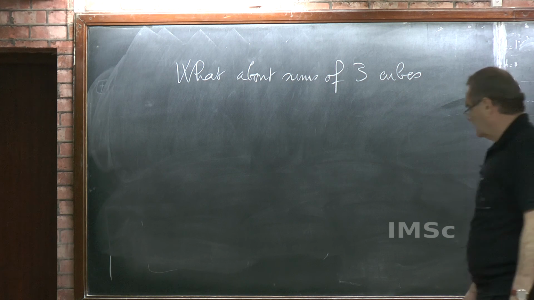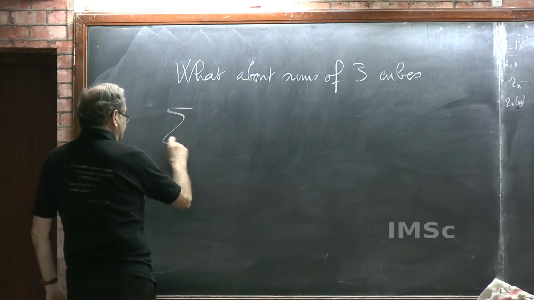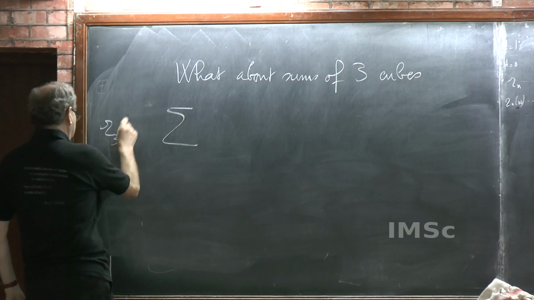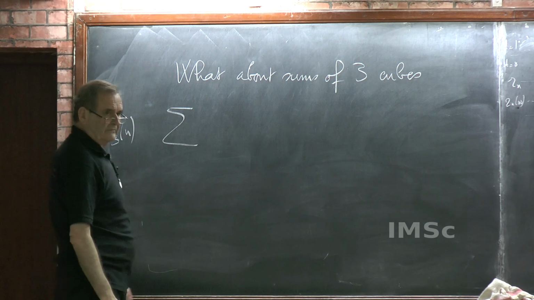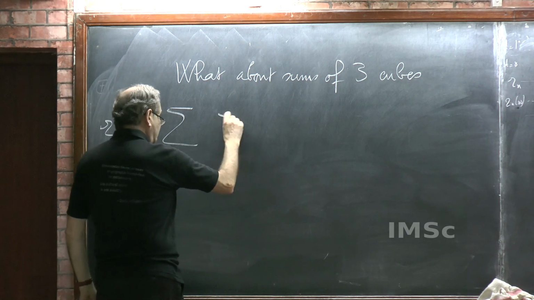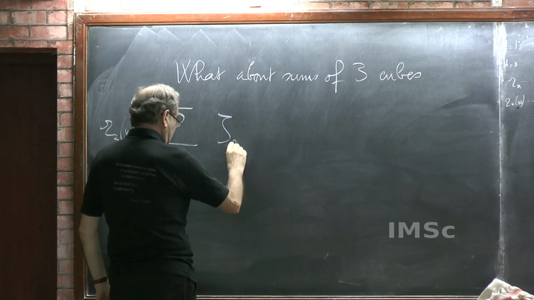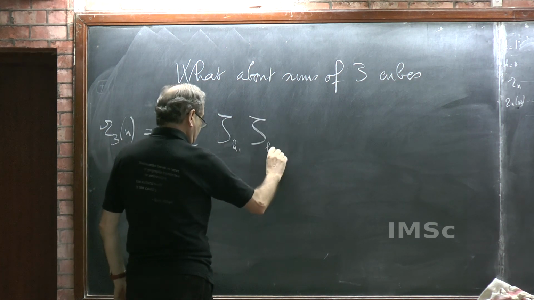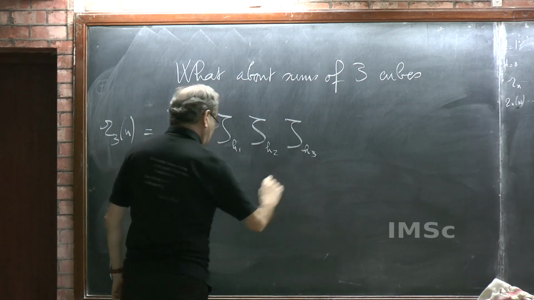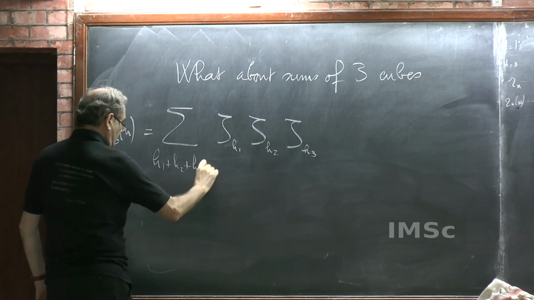What is the difficulty with sum of 3 cubes? That you will have a number of representations, which will be R3 of n, something like that. It will be a summation of elements which are psi n1, psi h1, psi h2, psi h3, for which h1 plus h2 plus h3 is equal to n.